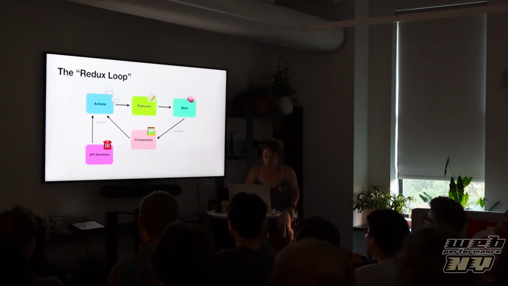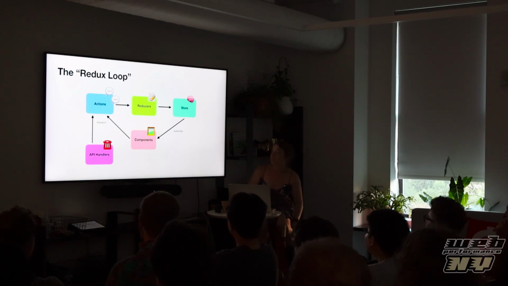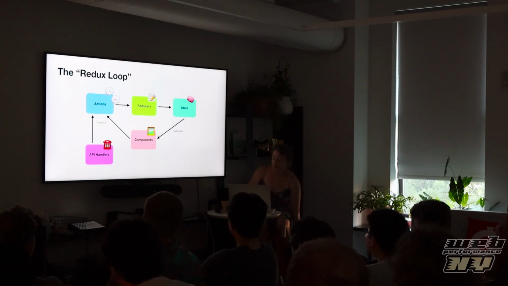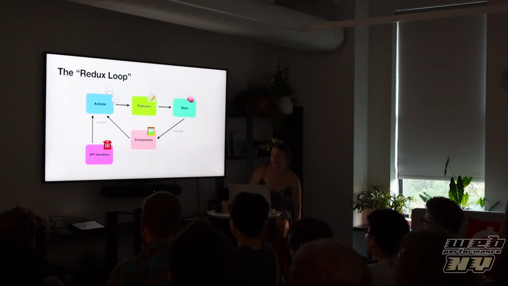So, recap of the loop. Actions cause reducers to run, which updates the store. The store then sends a subscriber notification, that bat signal, to every component, which causes maybe a re-render. And then, so this Redux loop is going to happen every single time there's a dispatch. So every single time Redux gets updated, the whole thing happens.